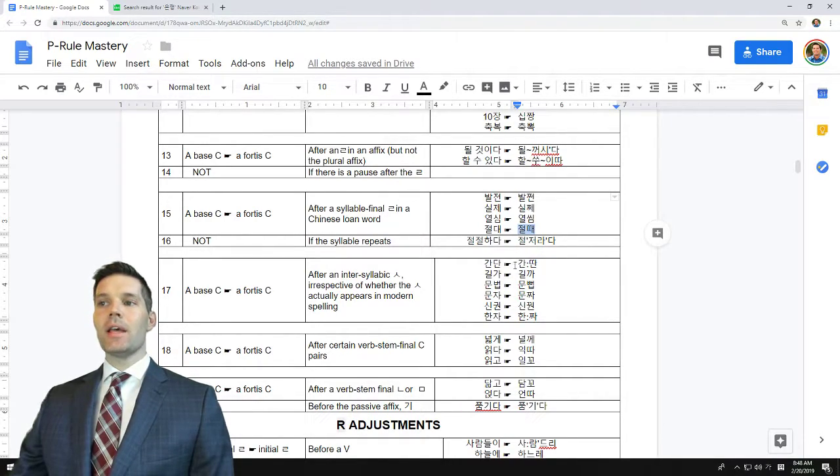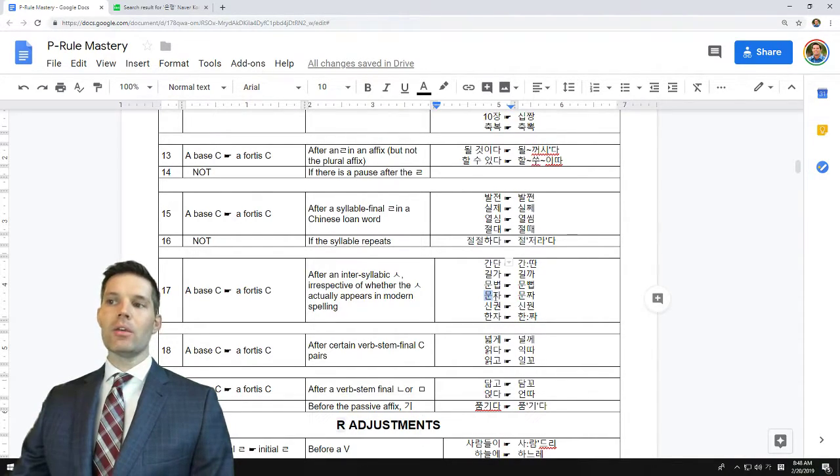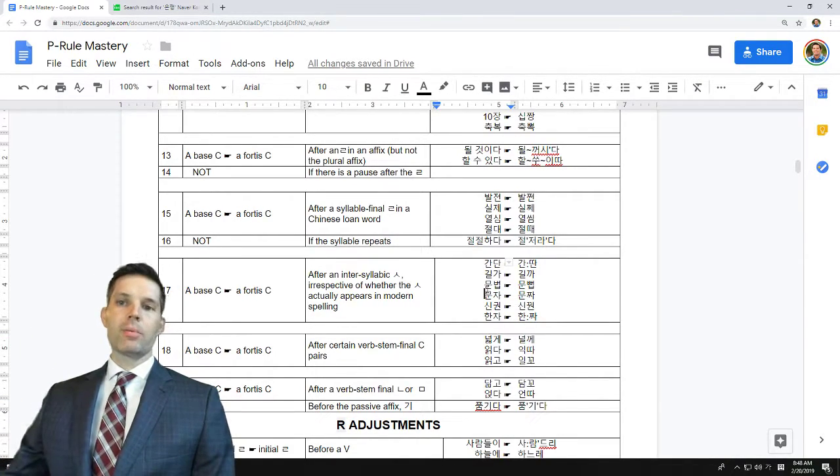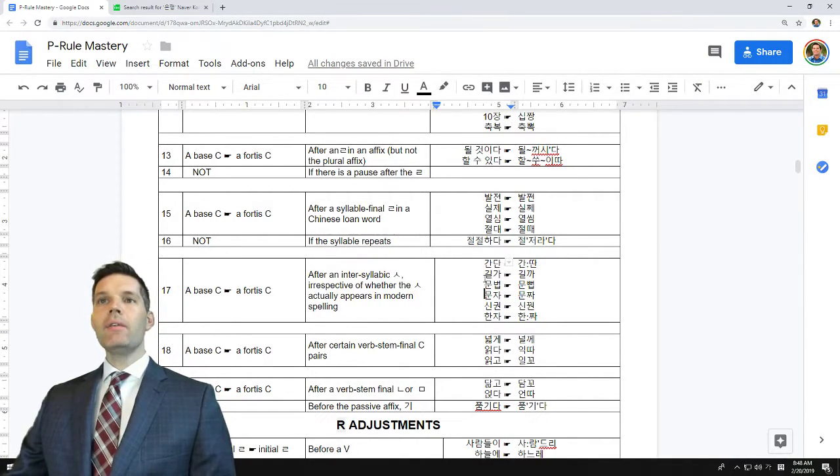Other fun ones to say, 간단, like 간단하게 말해주세요, right? 길가, 문법, 문자, 신권, common one, right? Priesthood, 한자. I feel like these forticized ones are easy to hear, but also easy to forget and to not use. So this is a helpful guide just to have a good reference point. Again, if you're not sure, you can always just grab it and see what they say.